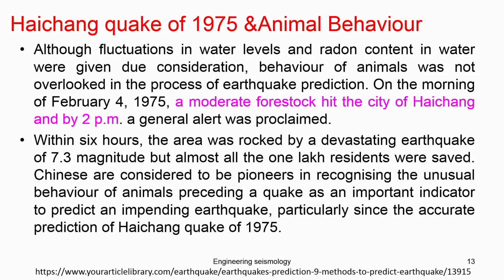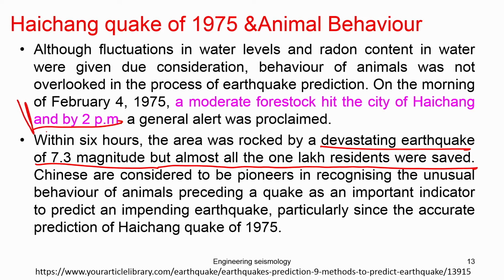On the morning of February 4, 1975, a moderate foreshock hit a city. They then issued a warning that a big earthquake was going to occur, and that happened a little later. Within 6 hours of the alert, the area was rocked by a devastating earthquake of magnitude 7.3, but almost 1 lakh residents were saved because of this forecast.